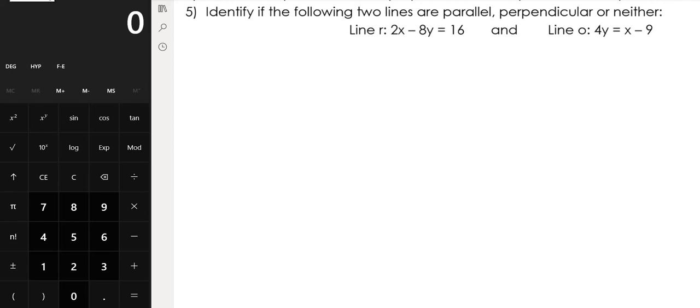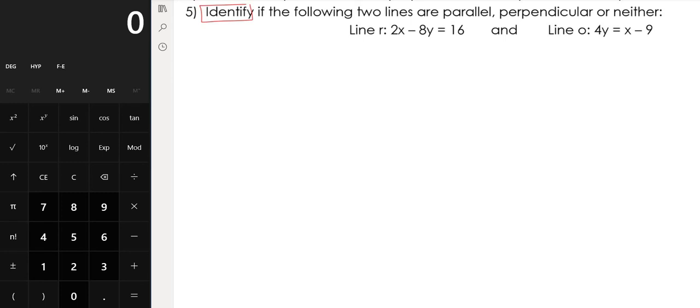Okay, number 5. Identify if the following two lines are parallel, perpendicular, or neither. So we're identifying the relationship between the two lines. That's all we're doing. Identify if the two lines are parallel, perpendicular, or neither.